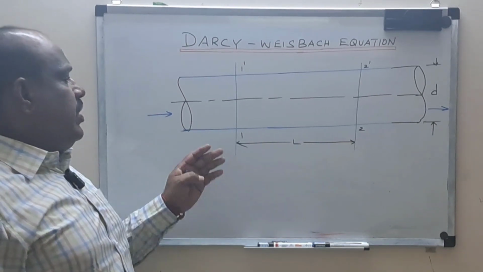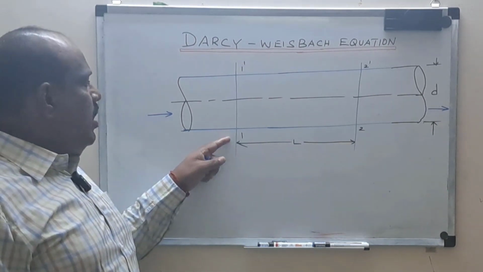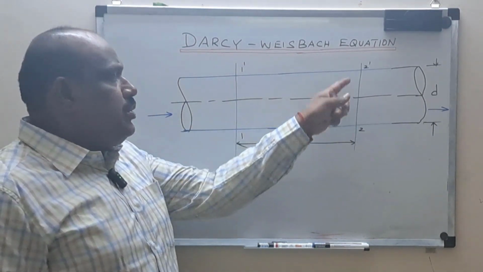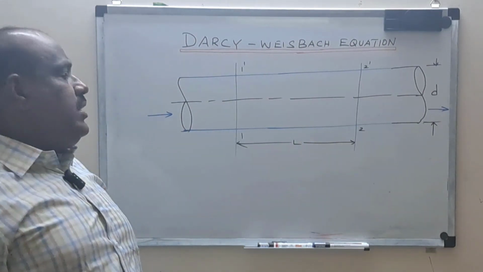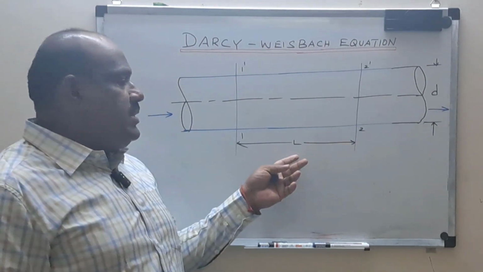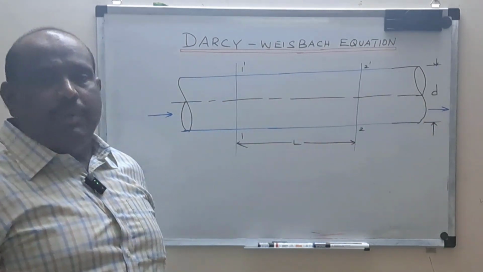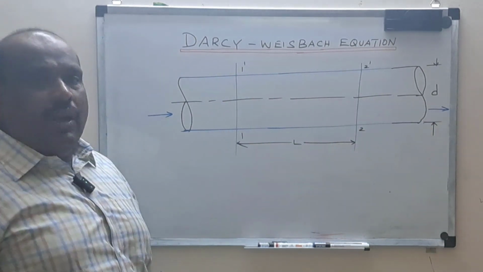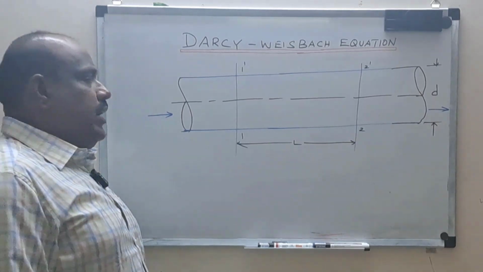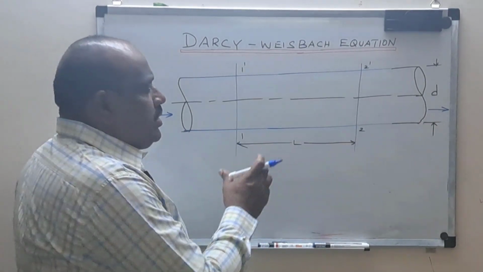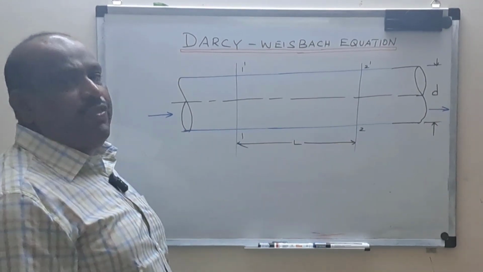Now let us try to fix two planes. One is at 1 dash and the other plane is at 2 dash. The distance between these two planes, let us call it L, and the diameter of the pipe D. Now we are going to measure how much loss will be there due to friction.